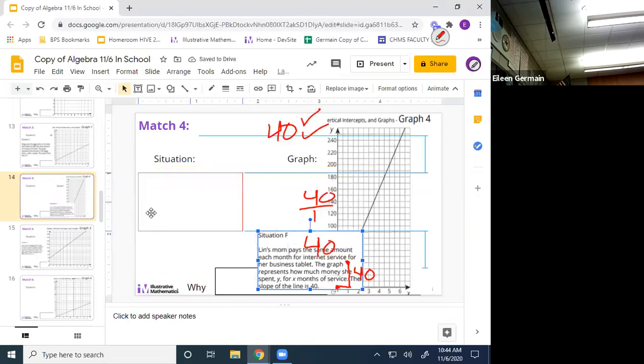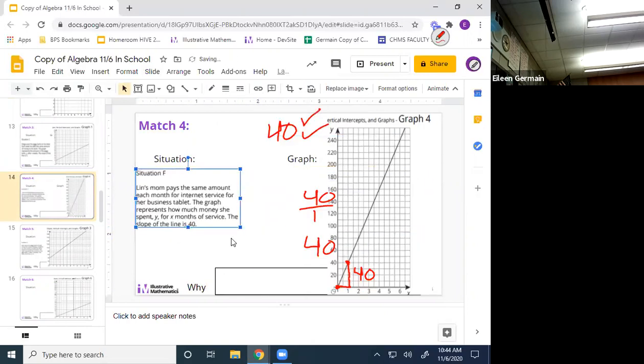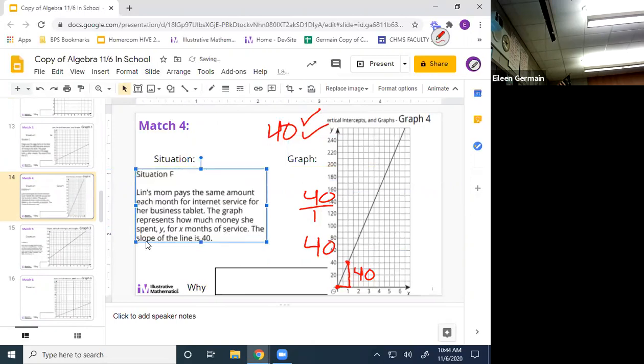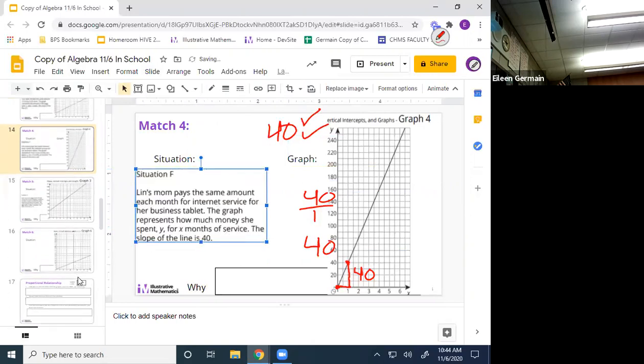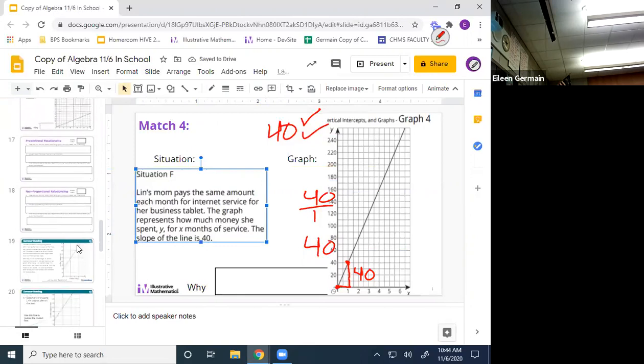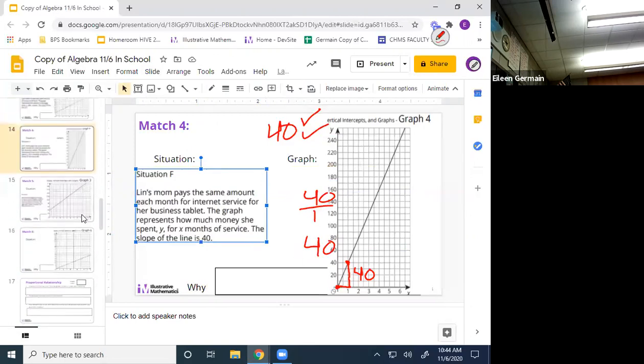Okay, so awesome job with this. The last two, we're not going to go through this time right now. We're going to move right into which one of these graphs. What type of relationship does this graph show? A proportional or a non-proportional? Why? Because it starts at the origin. Very good. This one is a proportional relationship because it starts at the origin.